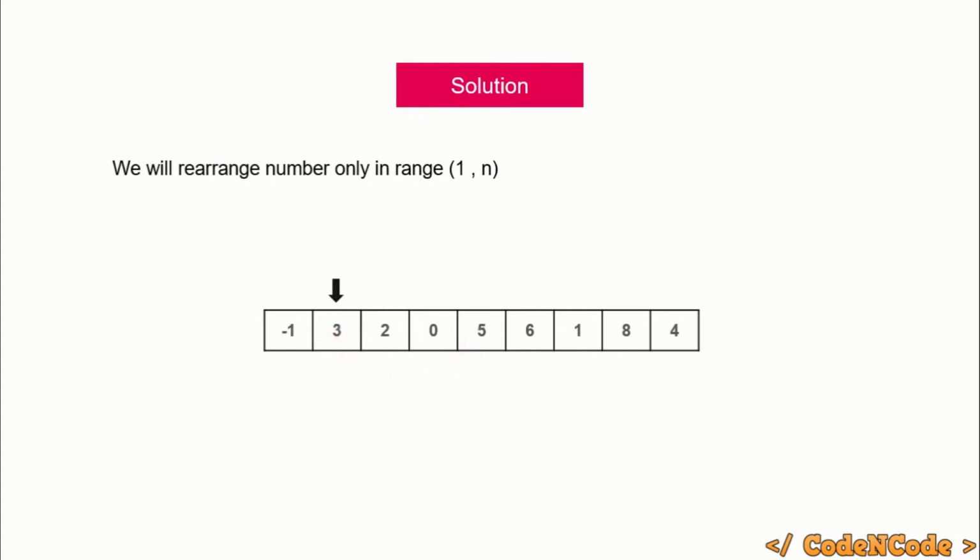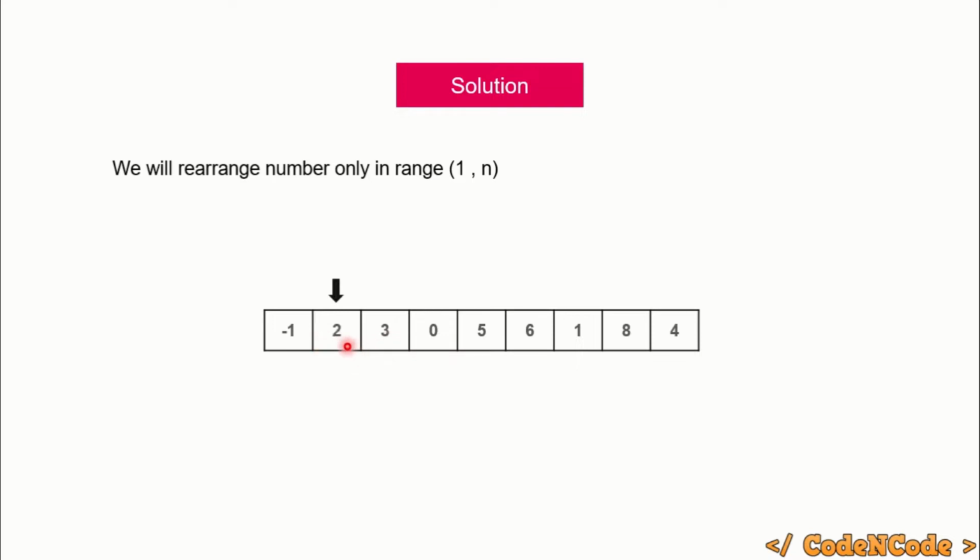Okay, now swapping is done. We will not move on. We will check whether the current element is again in our range or not. The answer is yes. After swapping we check again, and again the current element is in our range. So we will see what its correct position is. Its correct position is index 2, and at index 2 the element is not 3. At index 2 we have 2, right? So we will swap these two again.